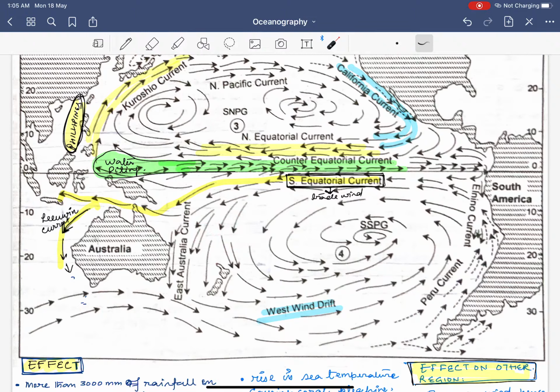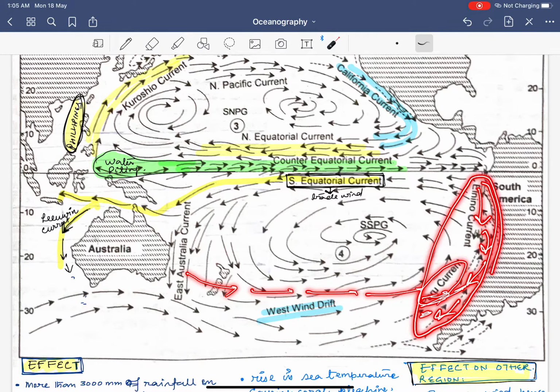Whereas over here where the Peruvian current flows, the pressure gradient is less because of the drier region. When I say pressure gradient is less, it means that the level of water is less and the level of water over here is more. Hence a form of a mountain and valley is formed. As a result, water flows from the mountain towards the valley. When this warm water reaches over here, it replaces the Peruvian current and results in the formation of your El Nino, which flows in an opposite direction.